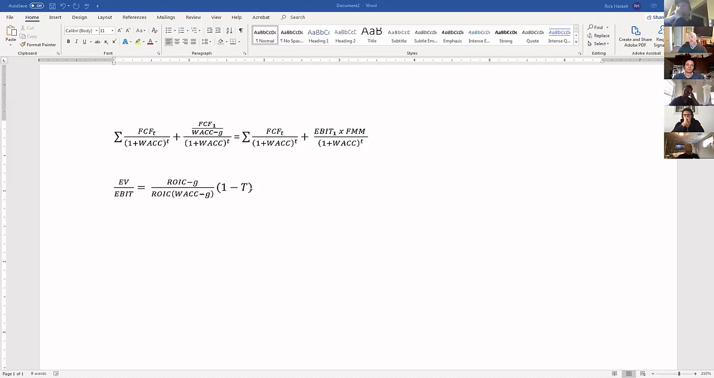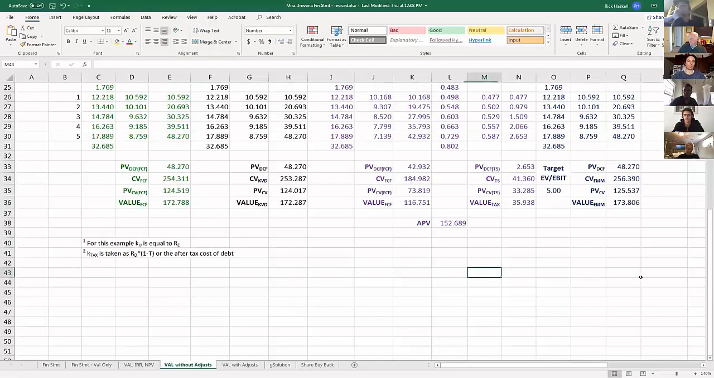I want to focus for a moment on that same spreadsheet that we just had up, and I'm using a Mira-Dravana case right now. We see that the free cash flow model and the FMM model have a relatively similar value. It's just over a $1 million difference when we're talking about $172 million, so it isn't that big, just over 0.5% difference. Well, let's look at the effect of this multiple.